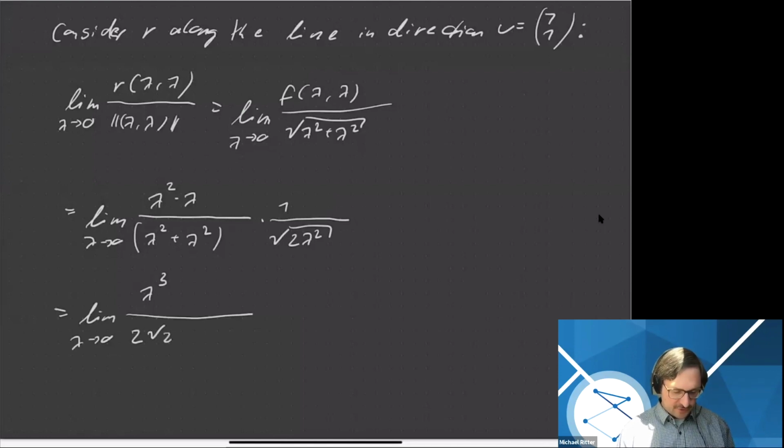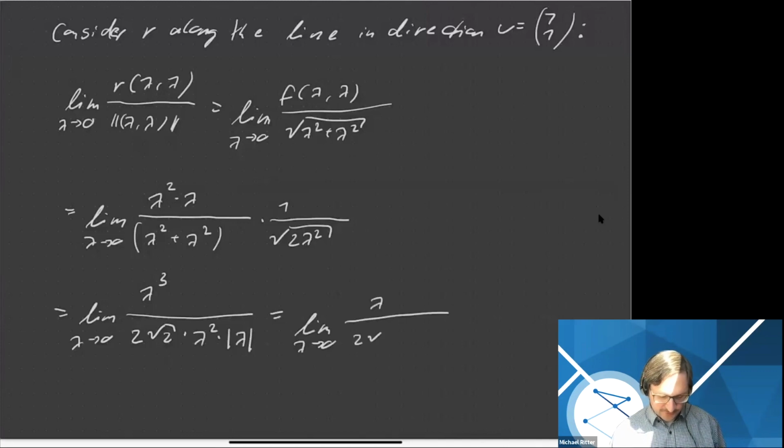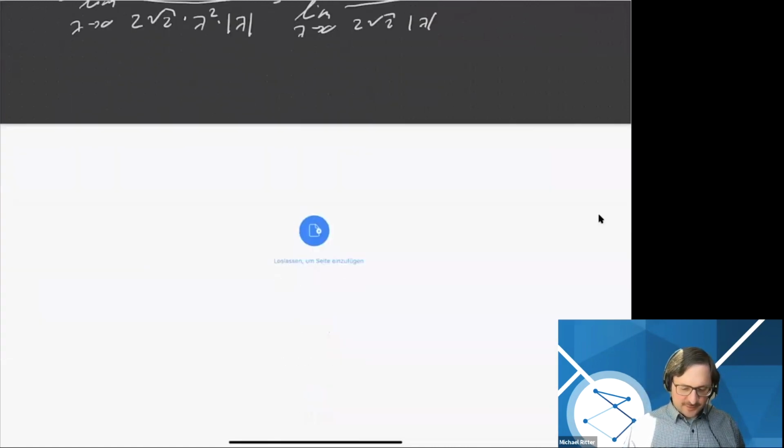So that's 2 times 2 times lambda squared times, and the square root of lambda squared is almost lambda, with the one exception. If lambda is negative, then the square root is still positive, so we need to take the absolute value here. Okay, so that's what happens. And of course, we can now cancel out a few of those lambdas, so we're left with lambda over 2 square root of 2 absolute value of lambda. Okay, so that's the expression here.